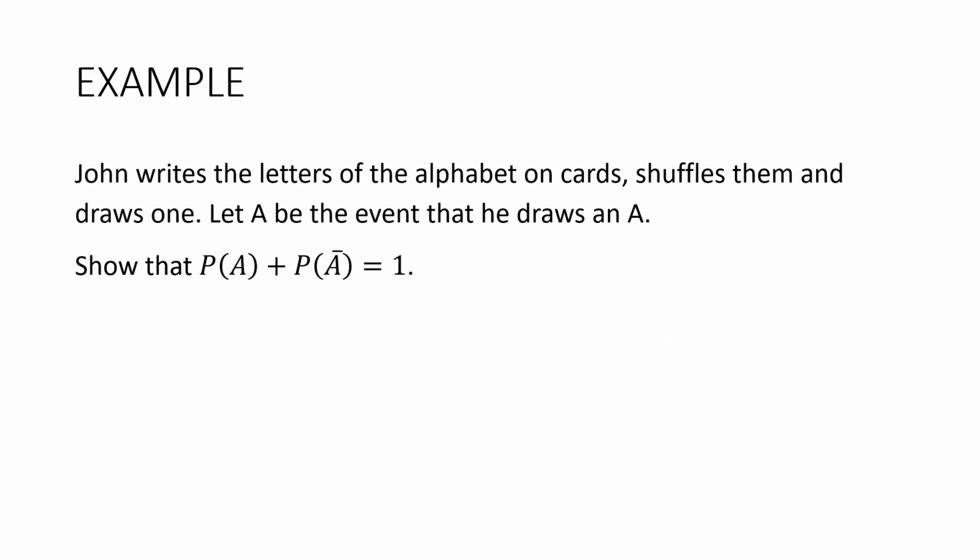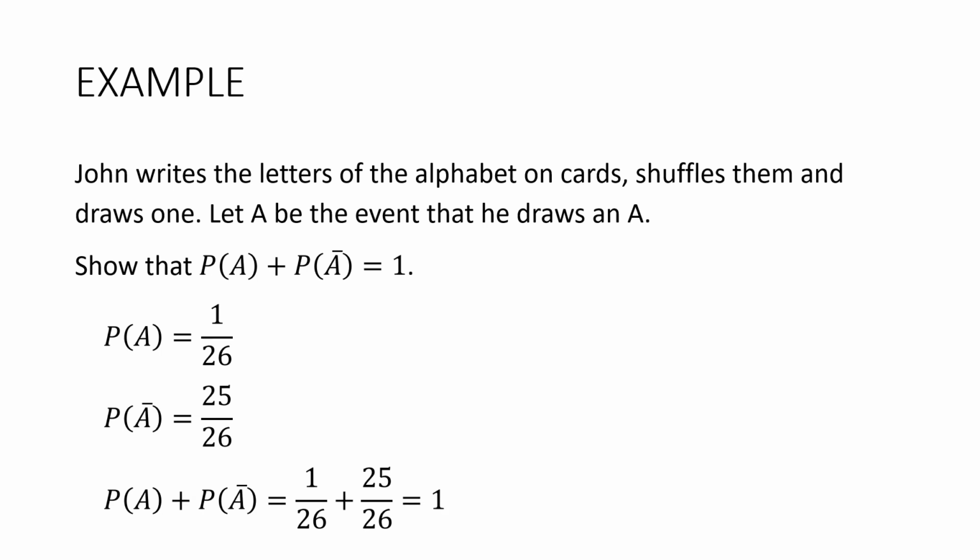Let's finish with an example. John writes the letters of the alphabet on cards, so one letter on each card, shuffles them and draws one. Let A be the event that he draws an A. Show that the probability of A plus the probability of the complement of A is equal to 1. So what's the probability that he's going to draw an A? It's 1 on 26, isn't it? How about the probability that he doesn't draw an A? Well, that's all the other letters, 25 on 26. And if we add those up, we do indeed get 1.